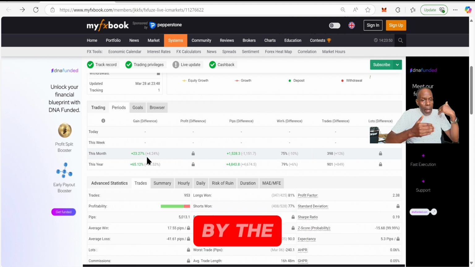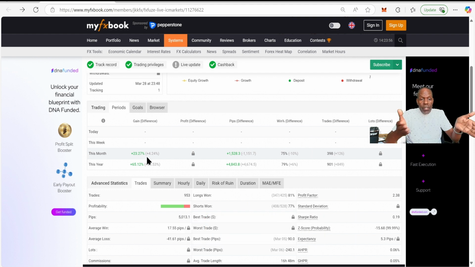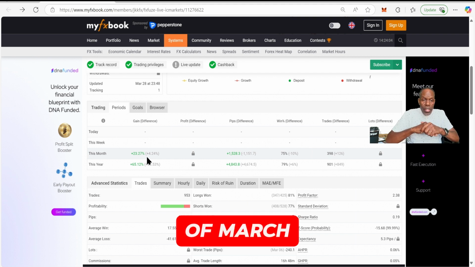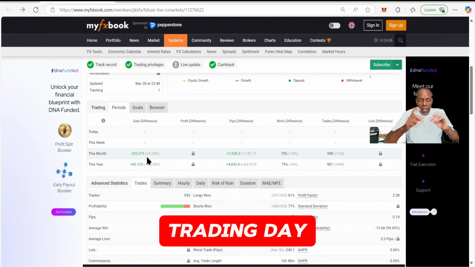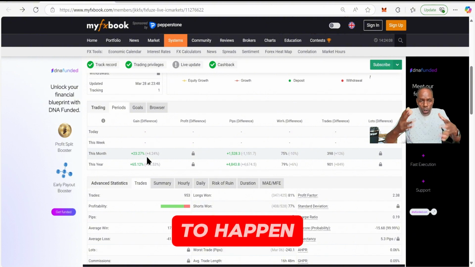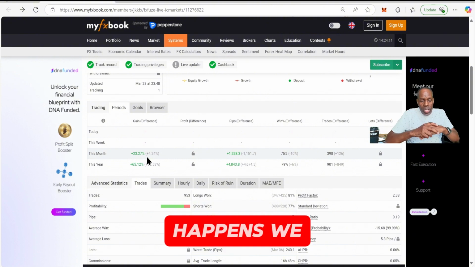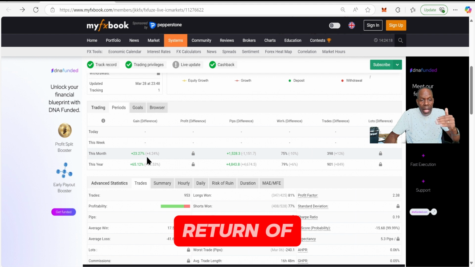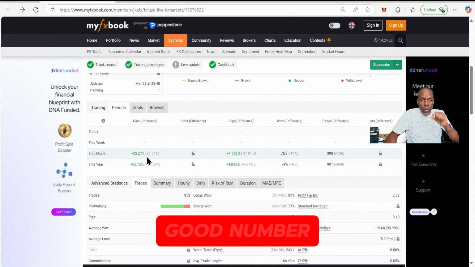And given that by the end of last weekend, we had already done 20%, you can see now we are at 23% for the month of March. And we still have one more trading day. I don't expect much to happen tomorrow. Whatever happens, we will see. But yes, we are already at an all-time high monthly return of 23%. Now, that is a very good number.